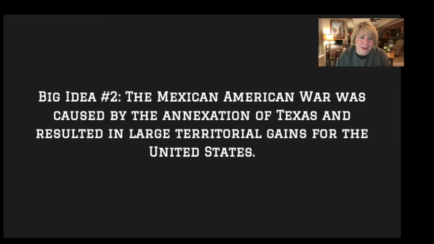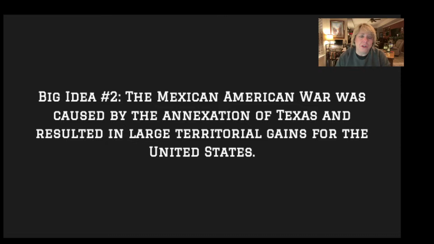Now, he's not going to get his resolution, but Polk is going to get his declaration of war. And the United States is going to win this war quite easily. We're going to take all the territory that Mexico holds, and we're also going to take Mexico City.